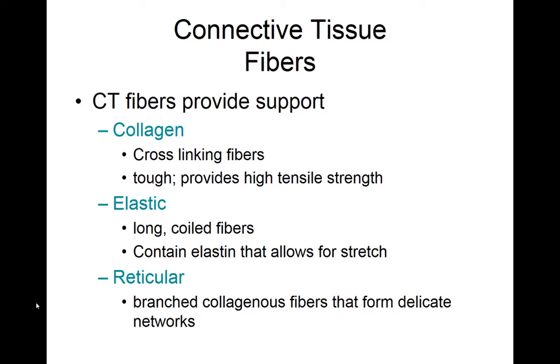Now another thing that we'll find in our connective tissue, I told you, is also fibers. So we have ground substance, which is kind of the stuff that everything floats in. And we also have fibers. The three fibers that we find are collagen, elastic, and reticular fibers.